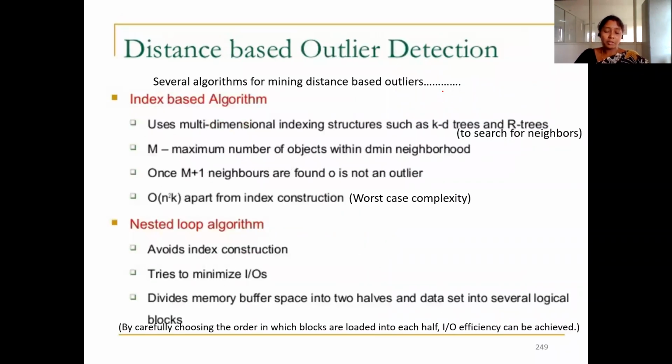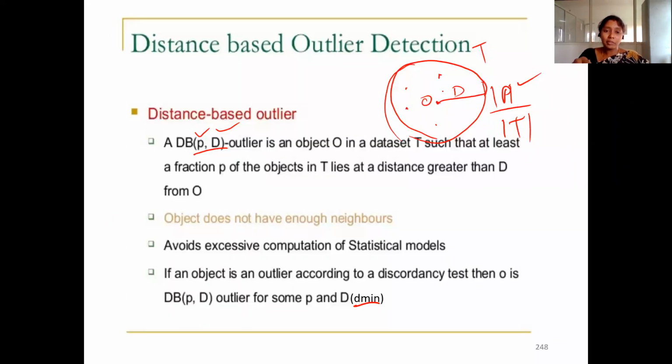So for this we have different algorithms under distance-based outlier detection, starting with the index-based algorithm. It uses indexes like KD tree and R tree to search for the neighbors. What we are doing here is identifying the objects which do not have enough neighbors. Enough in the sense of what?